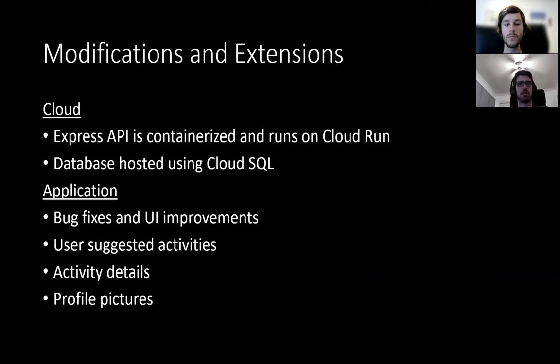So some of the modifications and extensions we made, we ported everything over to GCP, and we have an Express API running on our Cloud Run instance, and then our database is on Cloud SQL. We made a few bug fixes and UI changes. We added the ability to upload profile pictures. We added a clickable option to see more activity details about each activity. And we also added a button that allows users to suggest activities to be added to the card set.